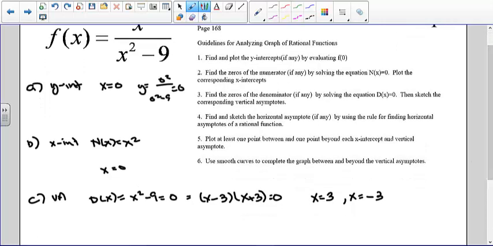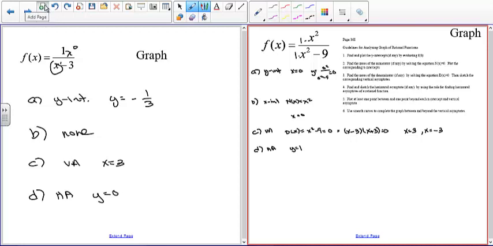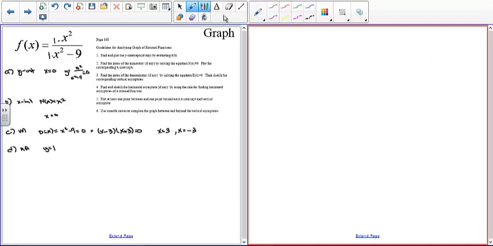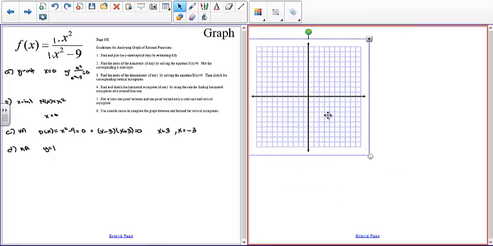And D, which is your horizontal asymptote, is y equals 1. And that's because the order of the numerator is the same as the order of the denominator, which is 2. So you take the ratio of the leading coefficients, 1 over 1, which is 1. Okay, so those are the things that we need to know, and we can plot some additional points, but let's just write down what we know so far.